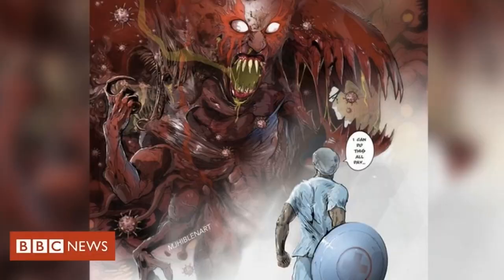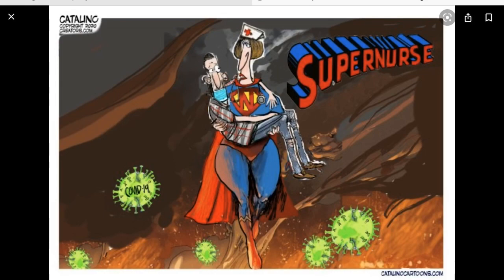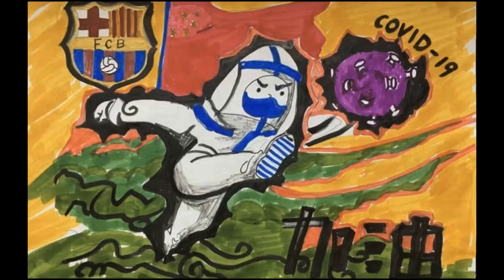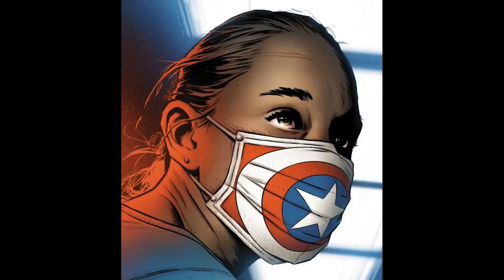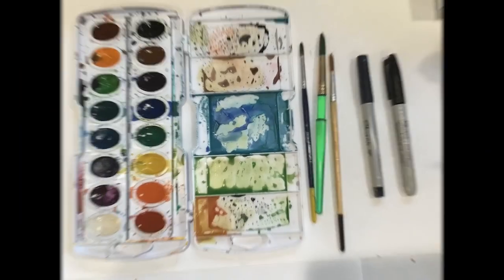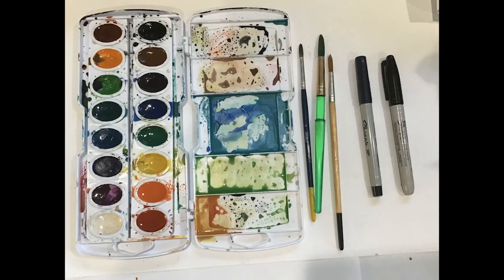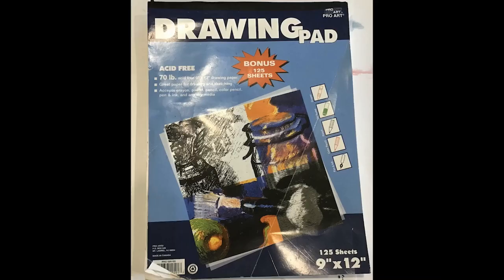So when we create ours today, whether we design a super nurse or a doctor battling and kicking COVID to the curb, we can come up with some really creative ways. So what will you create? We're going to be using Crayola watercolors, small paintbrushes, and some Sharpie markers for outlining, and a drawing paper that's a little bit thicker than computer paper so it'll hold the water.